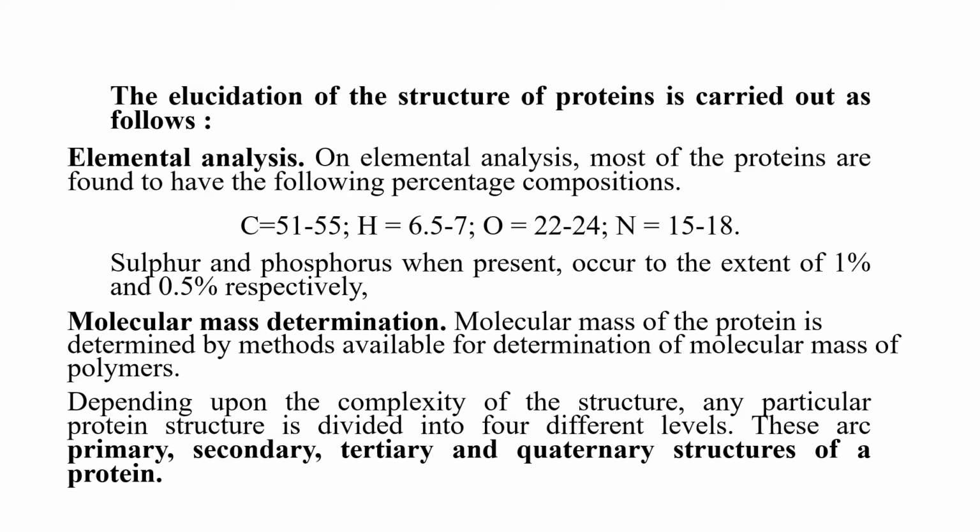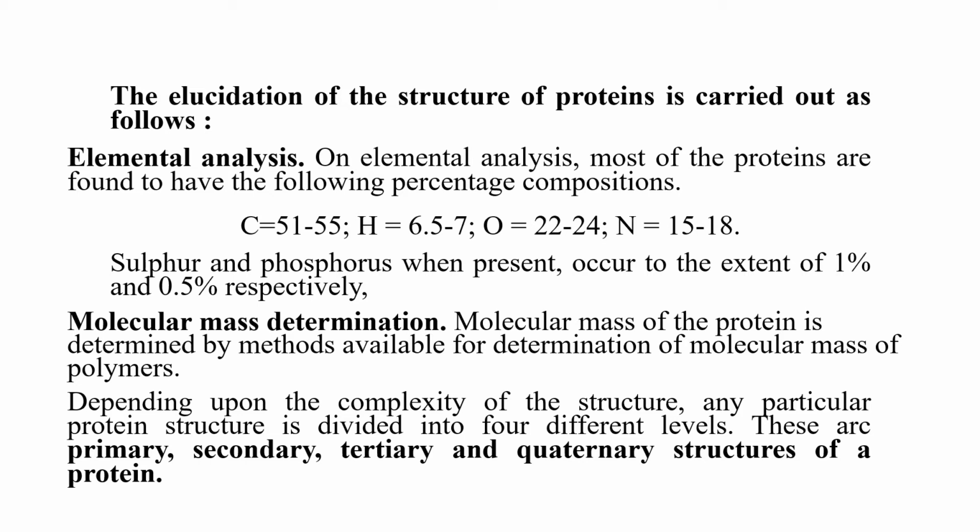The different steps involved are: 1. Elemental analysis. Most of the protein contains carbon, oxygen, hydrogen and nitrogen, along with very small amount of sulfur and phosphorus. The second step is determination of molecular mass. And the molecular mass of proteins usually vary from about 10,000 to millions.